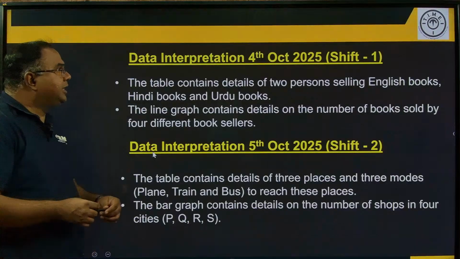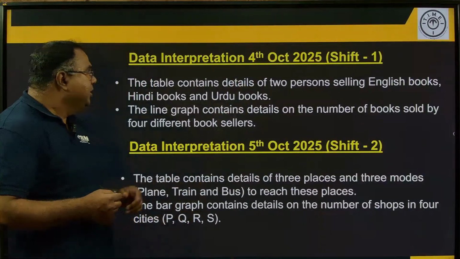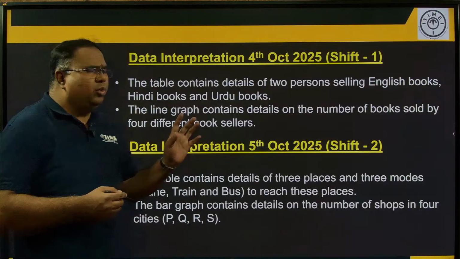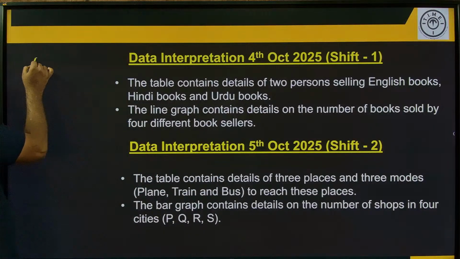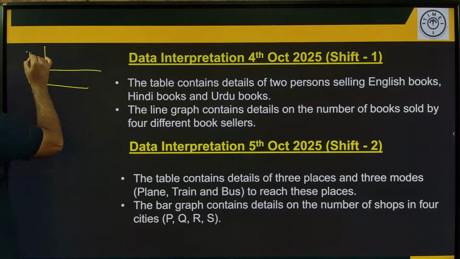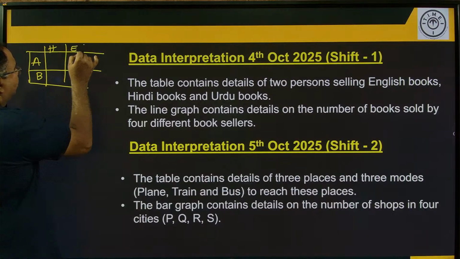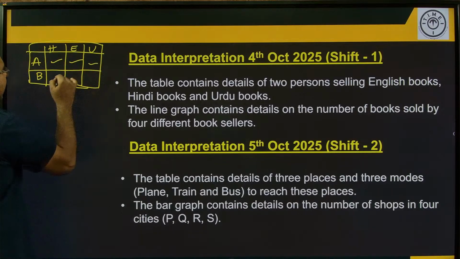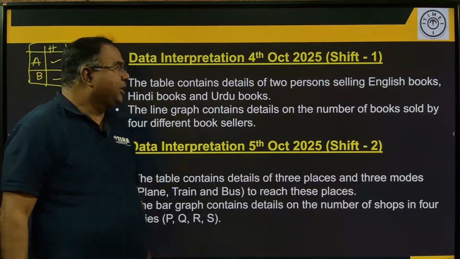Now, if you look at data interpretation, 4th October, shift 1, we have a table containing 2 persons selling English books, Hindi books, and Urdu books. The data was very simple. There are 2 persons here, A and B, selling Hindi books, English books, Urdu books. The data present here is all integers, 2-digit and 3-digit numbers. It was very easy to calculate, right?